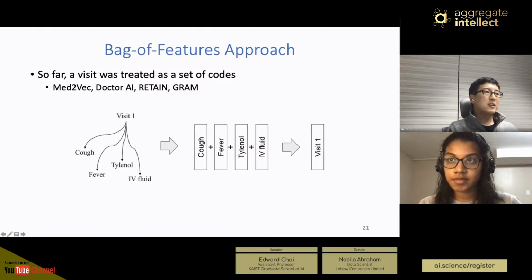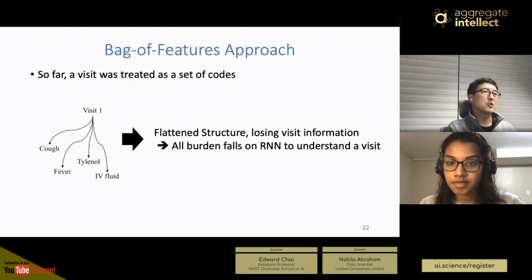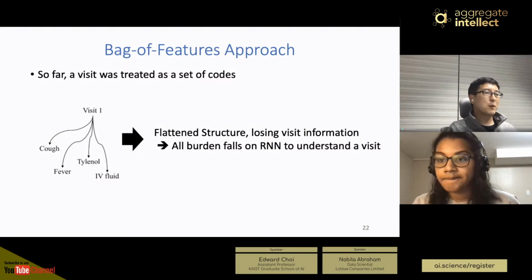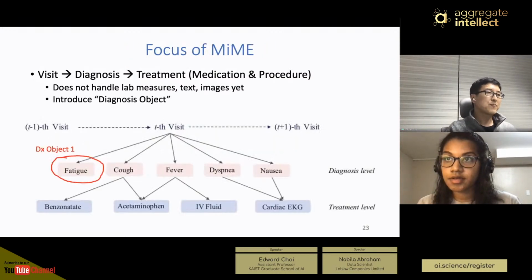What I did is I just took the embeddings of individual codes and summed them up, and that was my visit representation. So that was my approach. You can either sum them or average them, but basically you are flattening the structure of the visit. When there was a hierarchical structure, I was just flattening everything. So it's probably not a good idea to lose the domain knowledge, the physician's decision process.